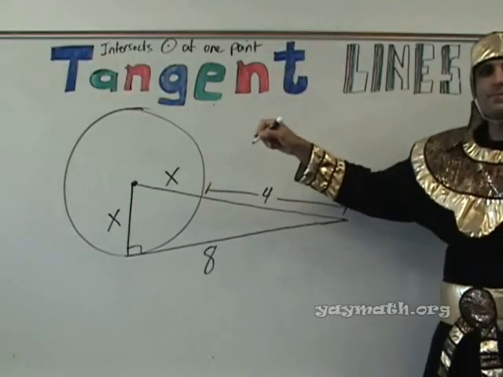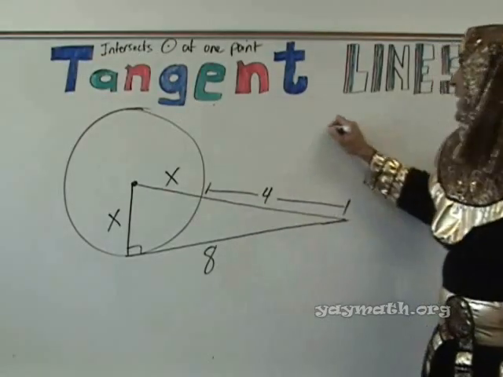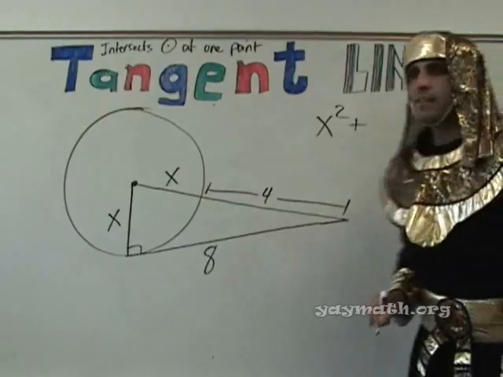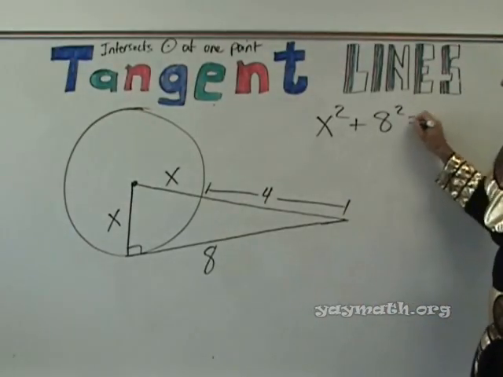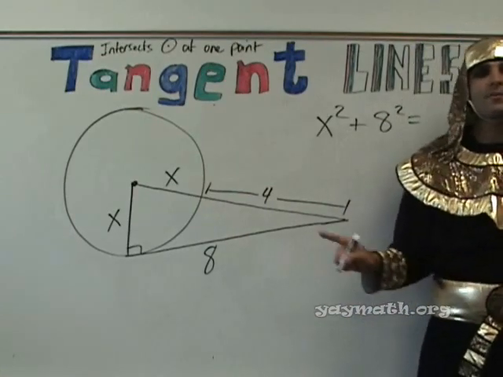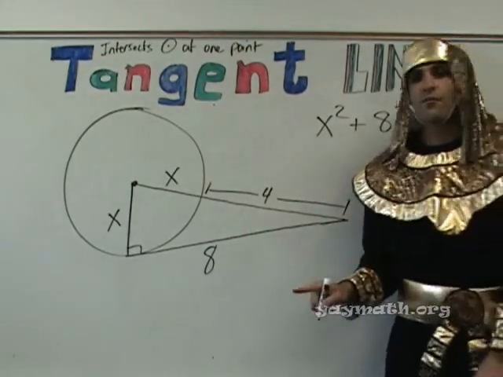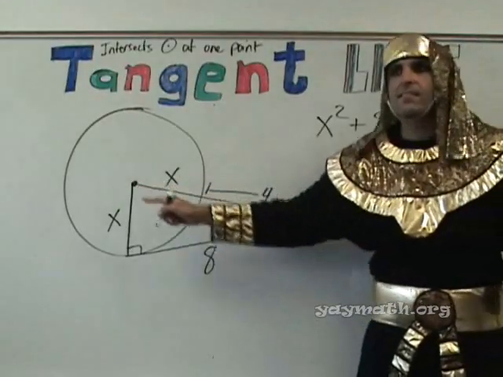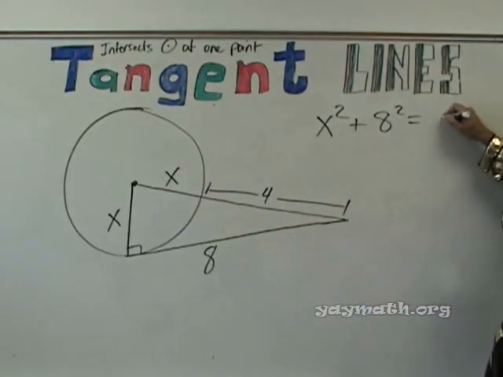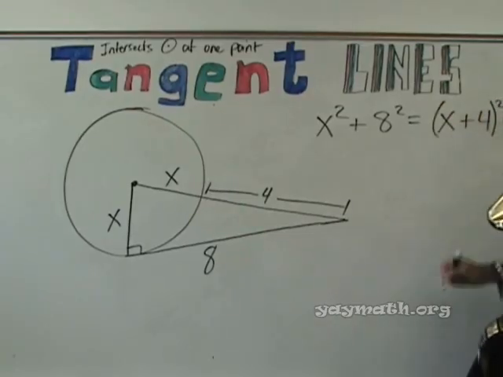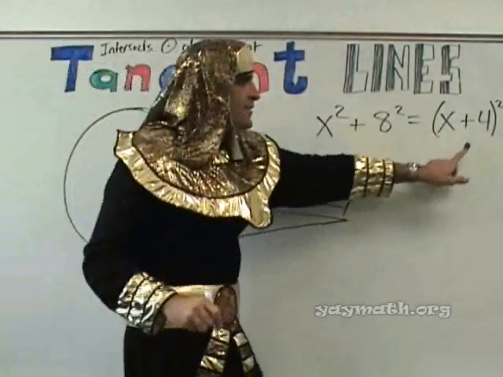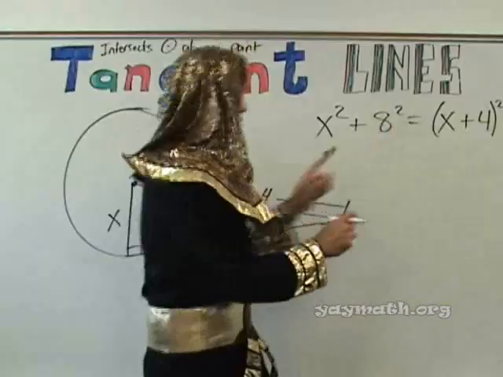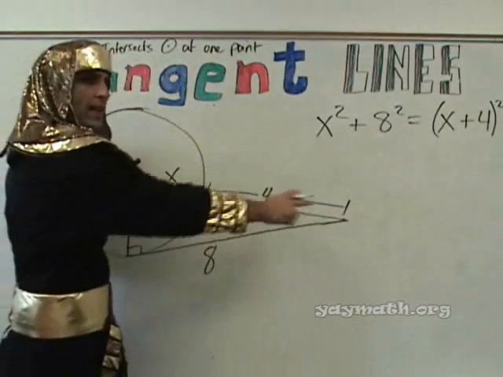What's a? X squared. So we have x squared. What's b? 8 squared. What's c? The hypotenuse? 4 plus x, squared. So I'm going to do x plus 4 and put it in parentheses. Yeah, good job. X plus 4, squared, in parentheses. That's something that students miss. You have to square the whole length.